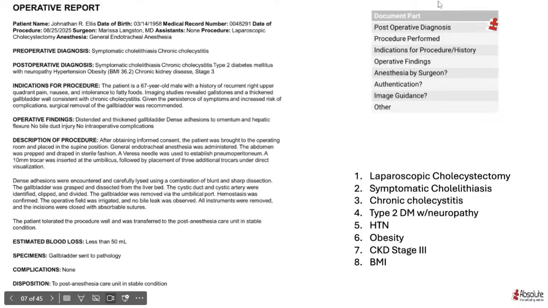So at the top right, you see this is my little cheat sheet. This is what tells me what I need to focus on, right? I need to focus on the post-operative diagnosis. I need to focus on the procedures performed, the indications for the procedure or the history. This is the history of that illness. You could get some things from this section. The operative findings can confirm some things. Anesthesia, was it administered by the surgeon? Also, authentication. Was this report properly authenticated?